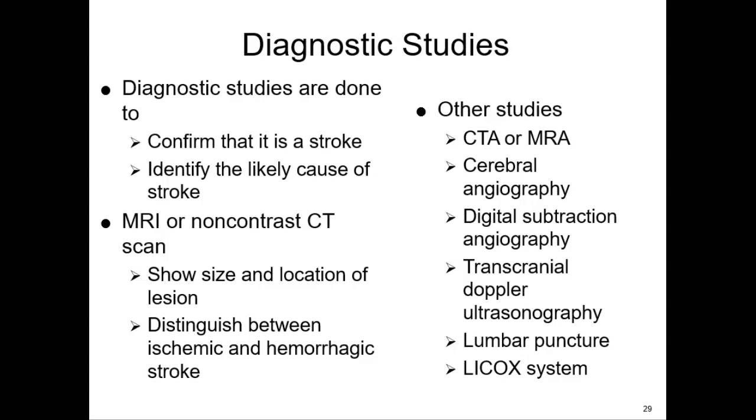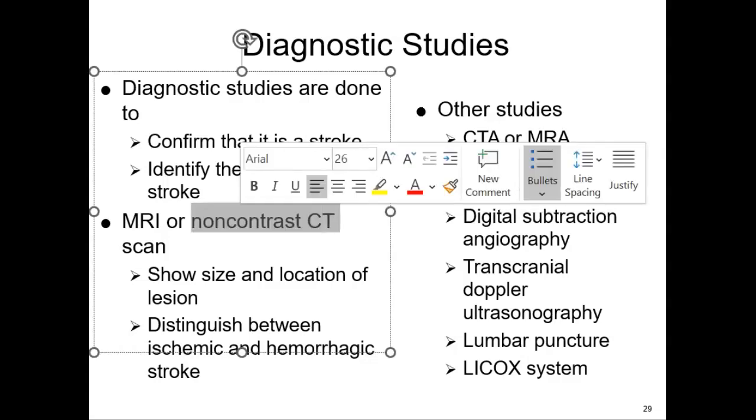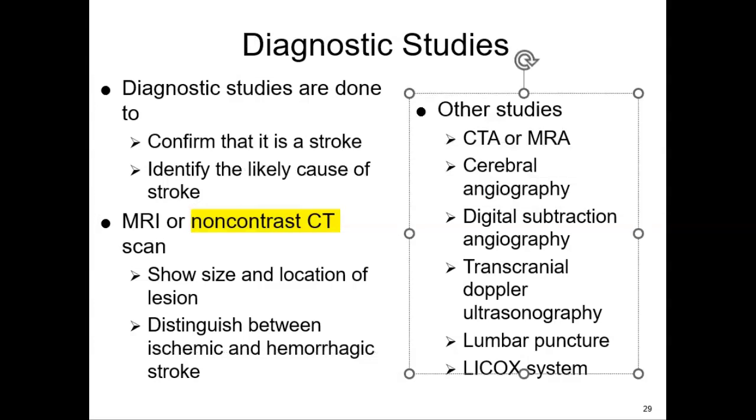All right, some of the other studies that we might do are the CTA, which can visualize cerebral blood flow. So cerebral angiography is actually in through the artery and looks at the vasculature of the brain as well. Again, many of these are not stat. The non-contrast CT is the stat one, right? Non-contrast. Let me just go ahead and highlight that for you.